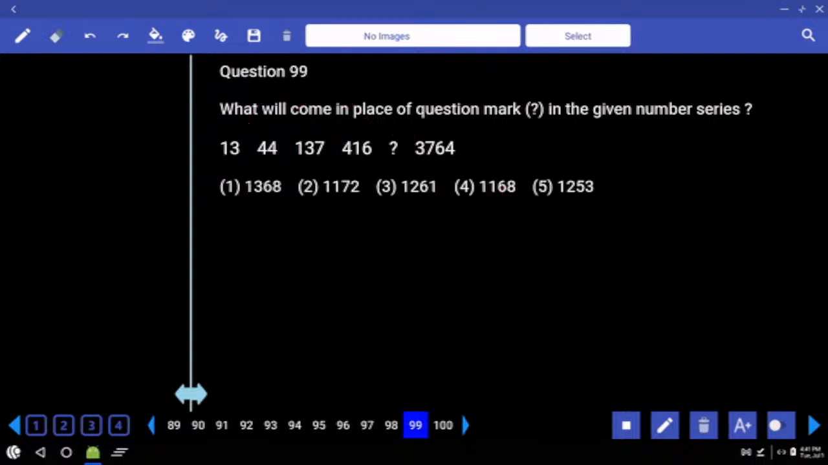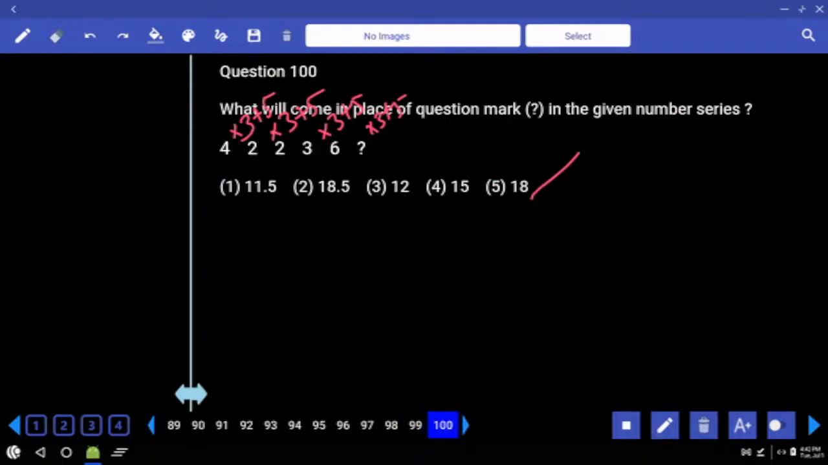99. Now 13. Here the number suddenly increased from 400 to 1200, and 1200 to 3700. Minimum 3 times that number has been multiplied. Now into 3, plus 5. 13 into 3, 39 plus 5, 44. 44 into 3, 132 plus 5, 137. 137 into 3 plus 5. 400 into 3, 1200. 1248 plus 5, 1253, choice 5.